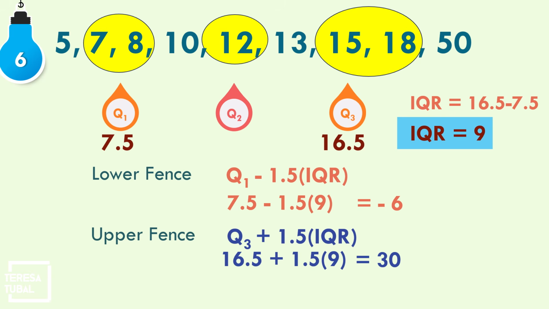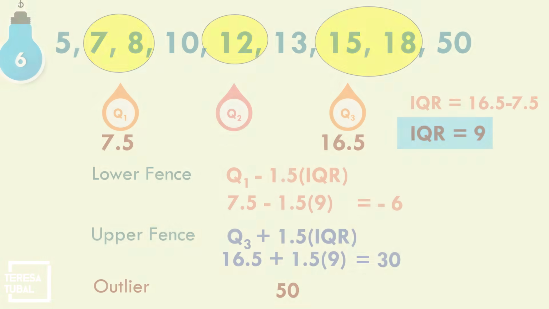So the boundaries are between negative 6 and positive 30. The outlier is 50 because wala siya sa pagitan ng negative 6 and 30. So the outlier is equal to 50.